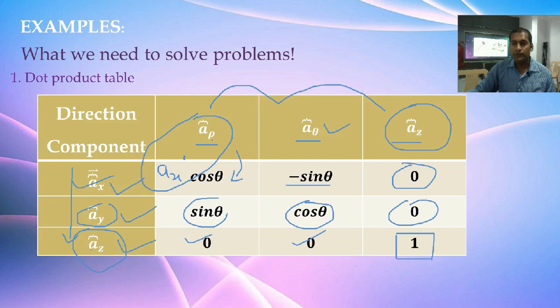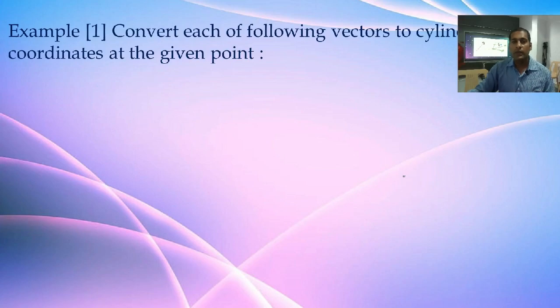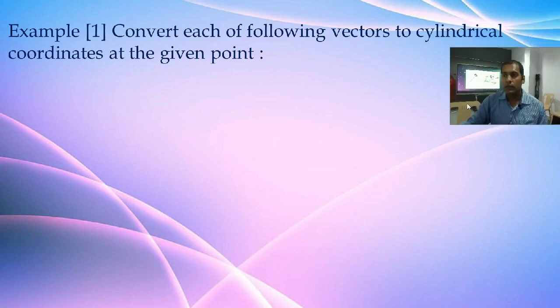Dot product of similar unit directions is always 1. So this is about conversion. So we will see one example. Example 1: convert the following vectors to the cylindrical coordinate system at the given point.